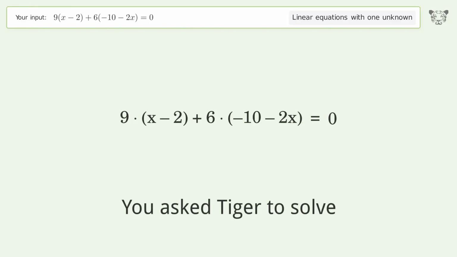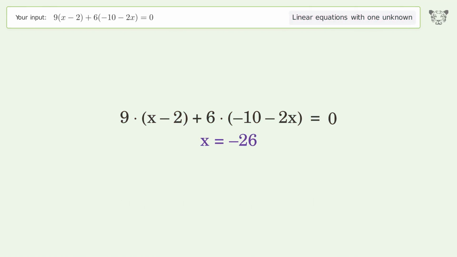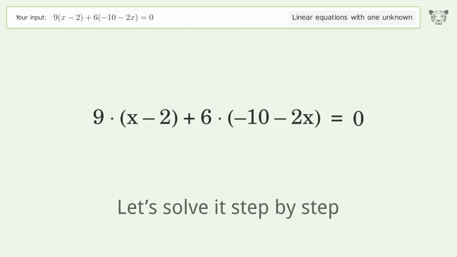You ask Tiger to solve this. This deals with linear equations with one unknown. The final result is x equals -26. Let's solve it step by step.